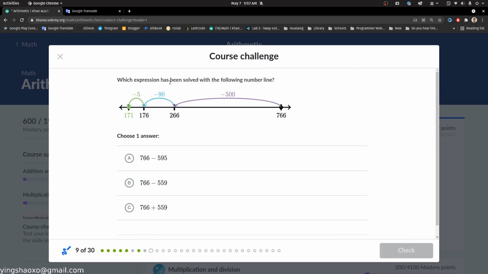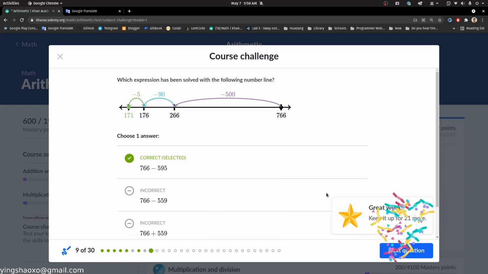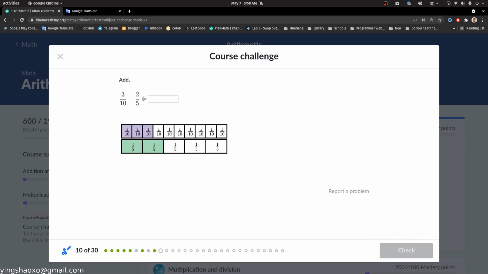Weird. Which expression has been solved with the following number line? I guess I'll choose A because, as you know, this is 766, and it minus 500 minus 19 minus 5. If you add the 3 numbers together, you'll get the number here. So I choose A, and we do a check. Great work. Go on. Add the following. Okay, for this case, it equals 7 over 10.